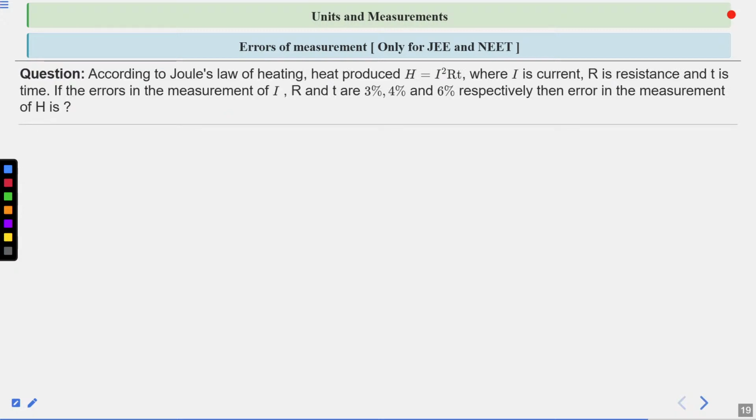According to Joule's law of heating, heat produced H is equal to I square RT, where I is current, R is resistance and T is time. If the errors in the measurement of I, R and T are 3%, 4% and 6% respectively, then the error in measurement of H is what? So here you have to find out the error in measurement of H.